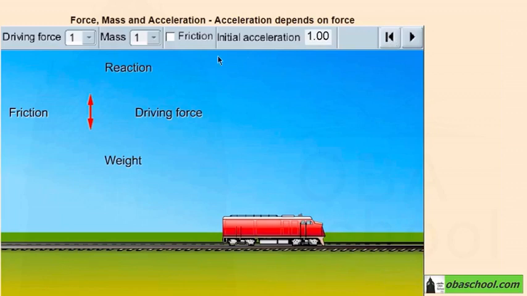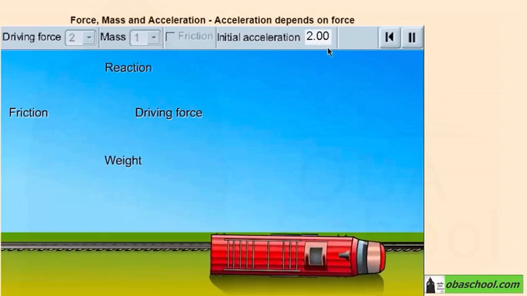And we will set the driving force to 2. And we'll click play again. Notice that the initial acceleration increases to 2. The train also fell off the rails.